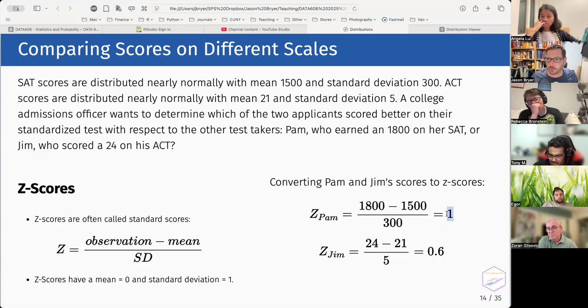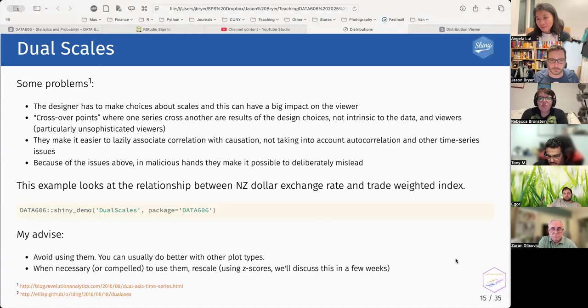That means Pam scored 1 standard deviation above the mean, right? Jim scored 0.6 standard deviations above the mean. So if you were to pick one, you would pick Pam here. Okay. So now they're kind of on the same metric.